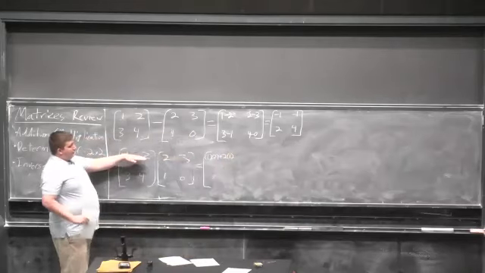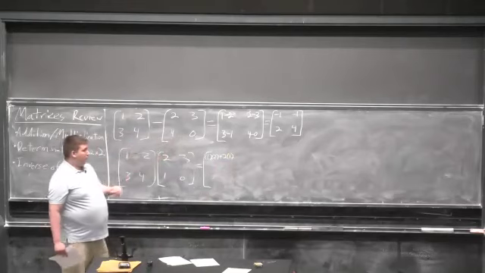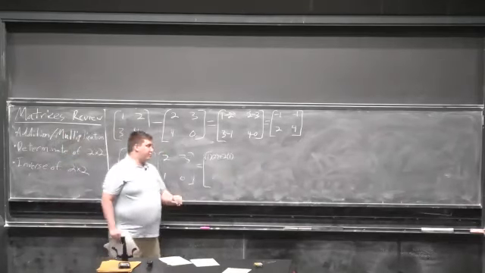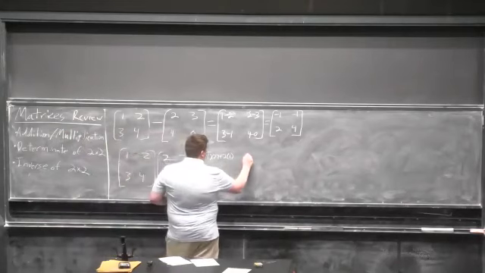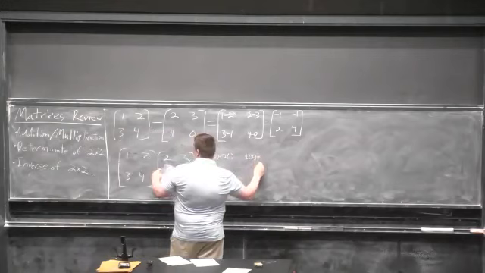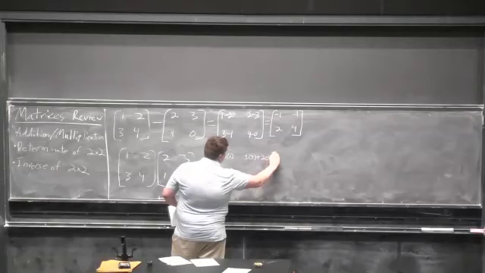Now, when I take my first row and times it by my second column, that's going to get my first row, second column entry, and it'll look something like this. 1 times 3, plus, and now we have 2 times 0.